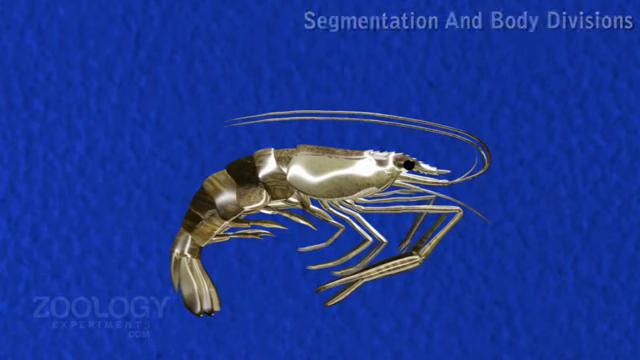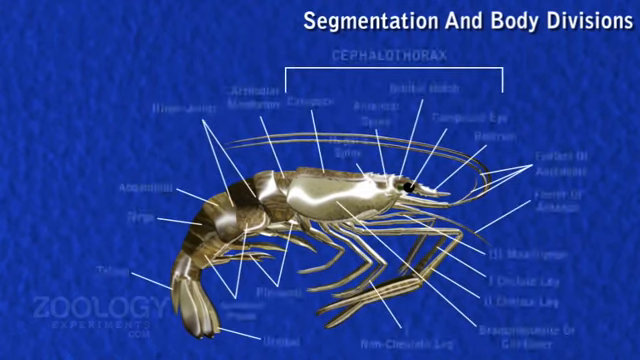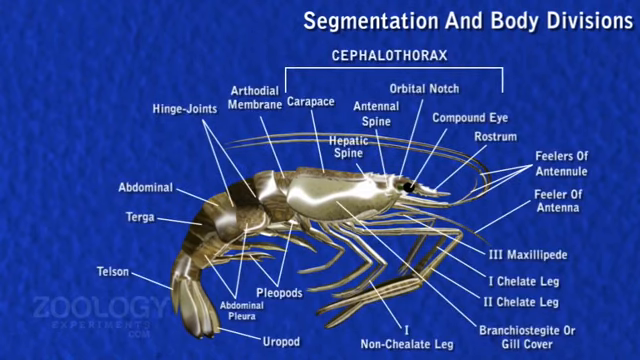Segmentation. Adult prawn is clearly divided into 19 segments, also called somites. The segments are arranged into two main regions, cephalothorax and abdomen. Cephalothorax. Cephalothorax consists of 13 segments.